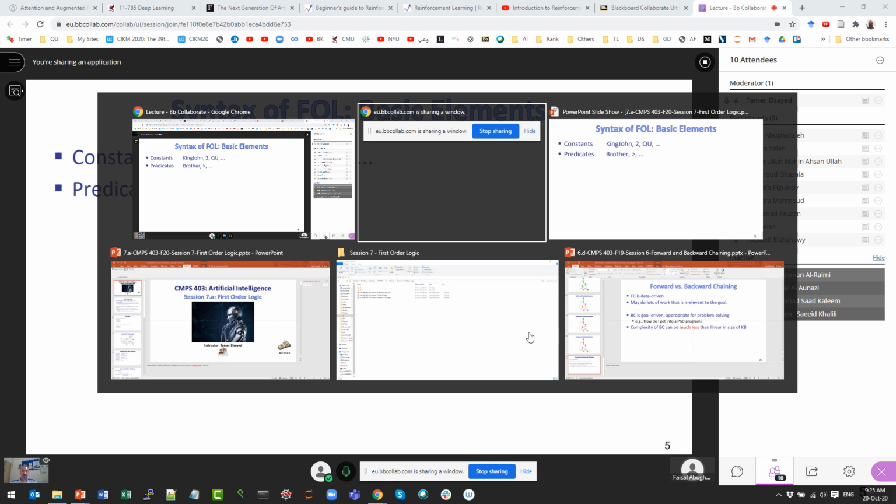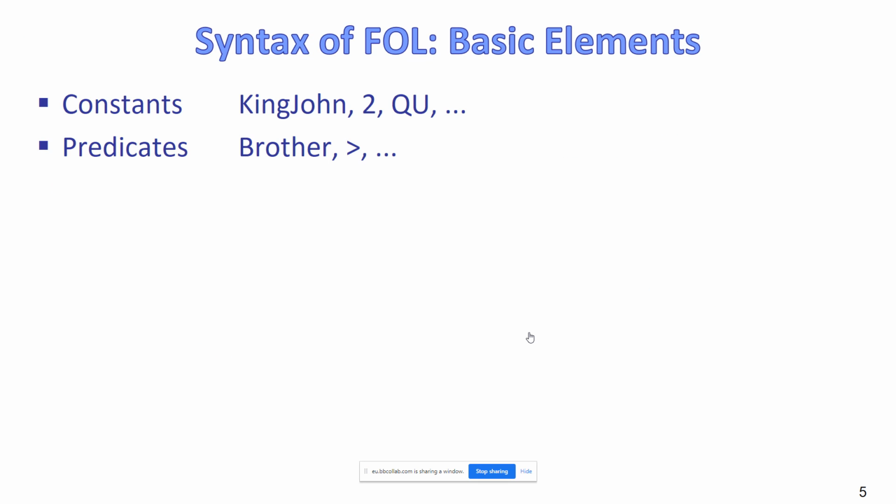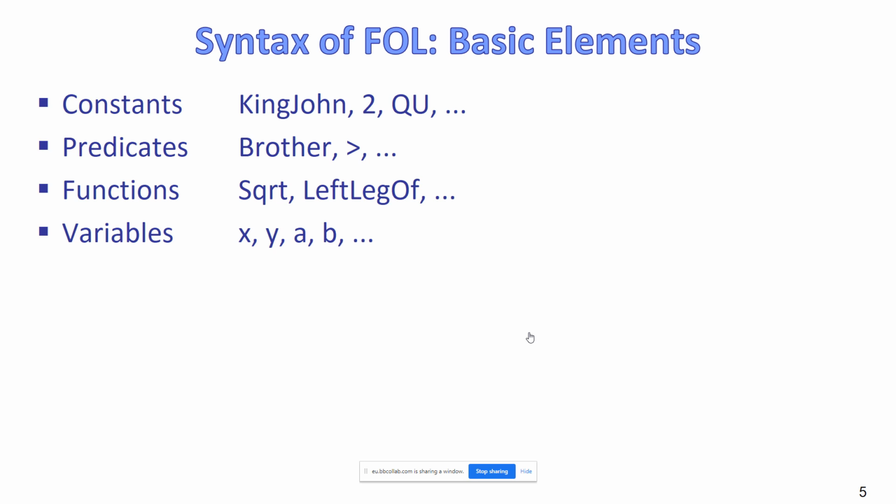Okay. So this is the second type of elements in the syntax. We have also functions like square root, left leg of, and so on. We also have variables, as we saw in propositional logic. We have here variables x, y, a, b, and so on. These variables will refer to objects, but they can change their value. The value of a variable can change; at some point it refers to one object. Usually we write capital initials for constants, predicates, and functions, and for variables we use small letters.